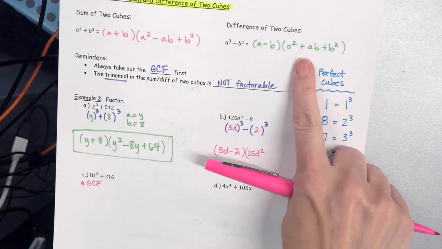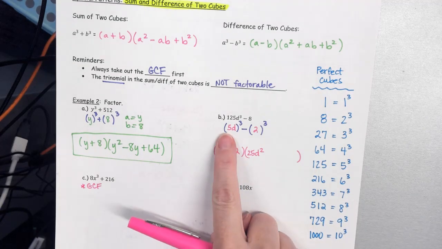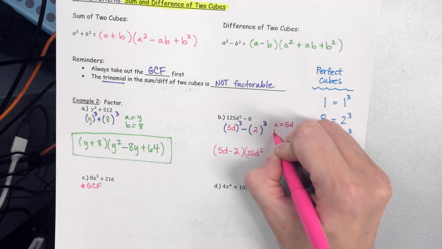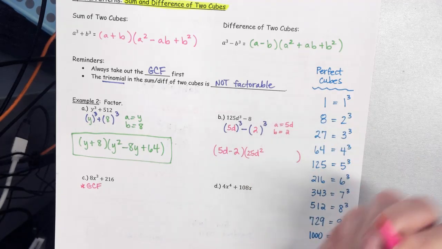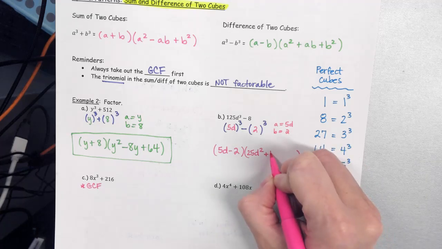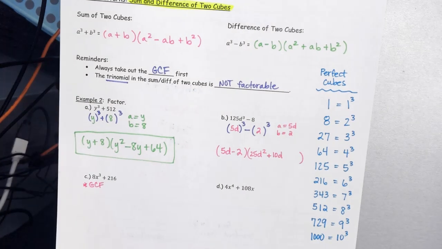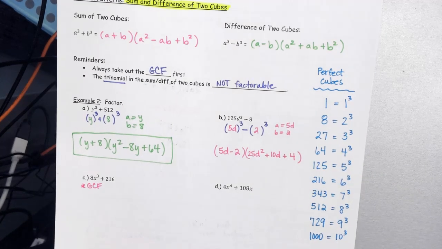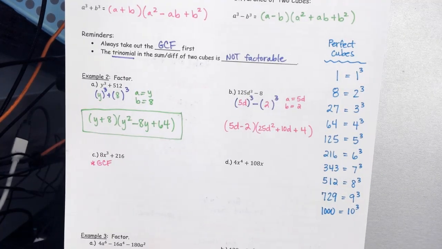Okay, now here you have plus a times b. Oh, and I was going to tell you too, for some of you, I know it helps to see, like, this is your a and this is your b. So you do 5d times 2 to get your 10d, and then 2 times 2 will be 4, and that's going to be your final answer.